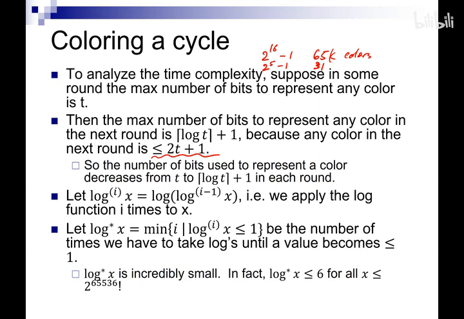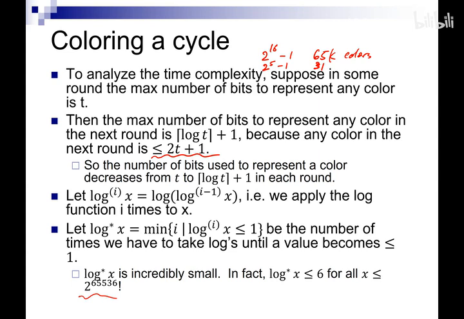Now this log star value is actually very, very small. It's an increasing function in x, so as x gets larger, we have to take log more times. But it increases very, very slowly. For example, even if x is something like 2 to the 65,000, a very massive number, log star of x is less than or equal to 6. So if you take a number up to this big, and then you take 6 logs, you're going to be down to less than or equal to 1.